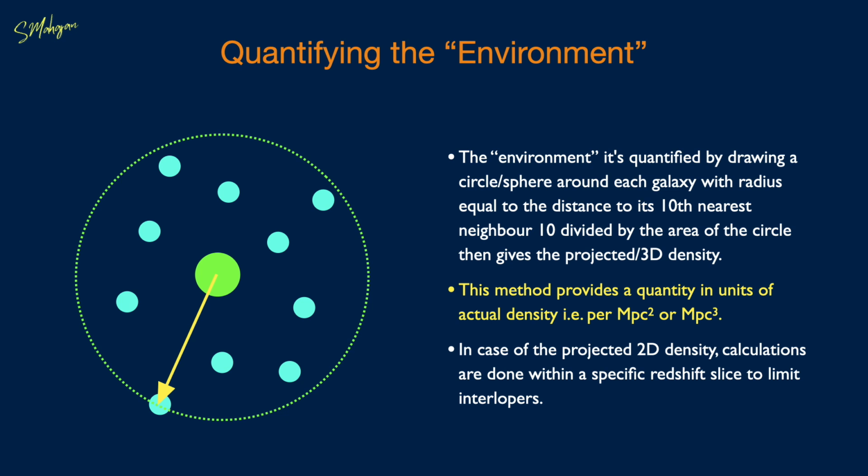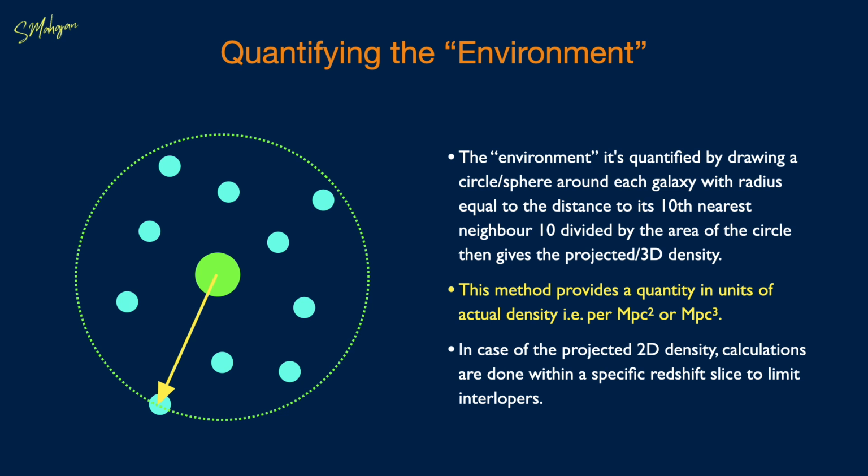In this case, he quantified the environment as a two-dimensional projected density by drawing a circle around each galaxy which had the distance to its 10th nearest neighbor as its radius. The number 10 divided by the area of this circle then gave the projected density. As you can imagine, if a galaxy is in a very crowded region of space, the distance to its 10th nearest neighbor would be smaller, and as a consequence, the density would be larger.